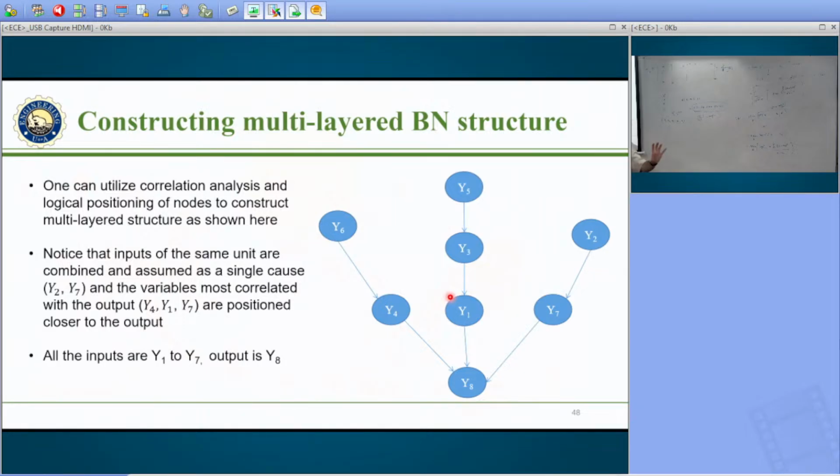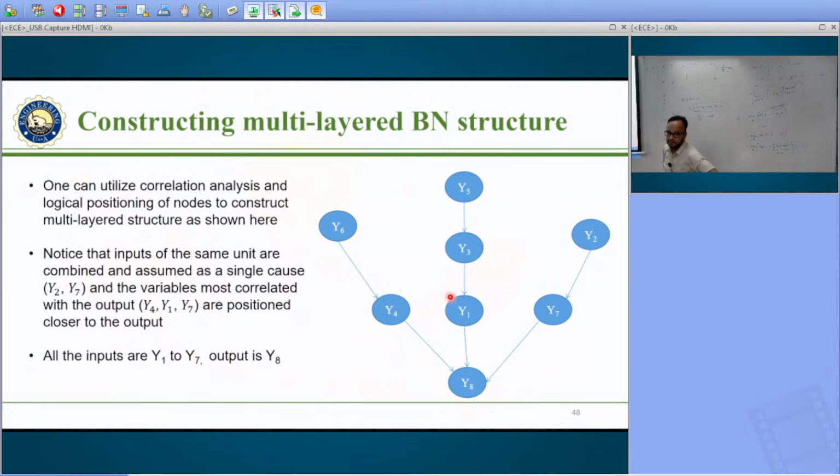There are other approaches where you use complete data. You just throw the data at it, and it automatically identifies the structure, based on score-based learning. So I'm not getting into it. I can share some material if you want to look into it. Okay, so one can come up with a structure of this nature.